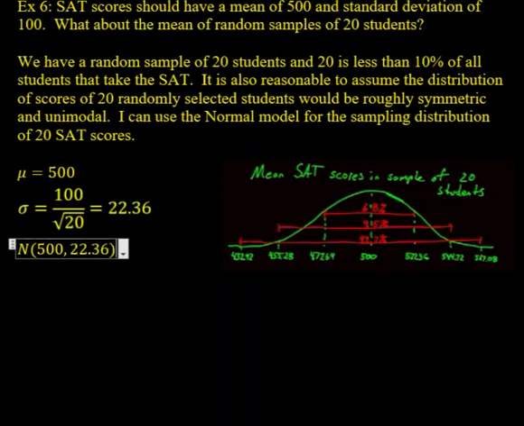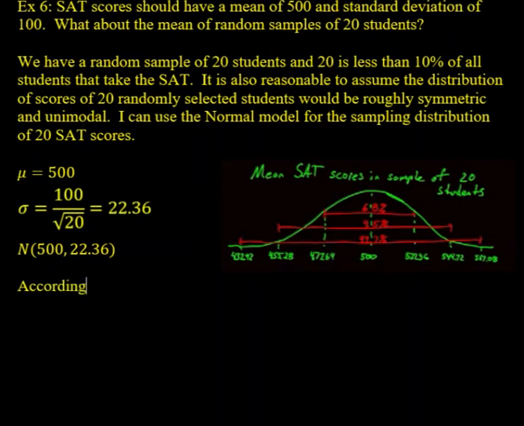And so we sketch in our 68, 95, 99.7 rule. We have the mean SAT score in a sample of 20 students. Put in the 500, take our standard deviation away, go to 3 standard deviations. We know how to do this curve. Make sure you include it. Now we finally want to write it up.